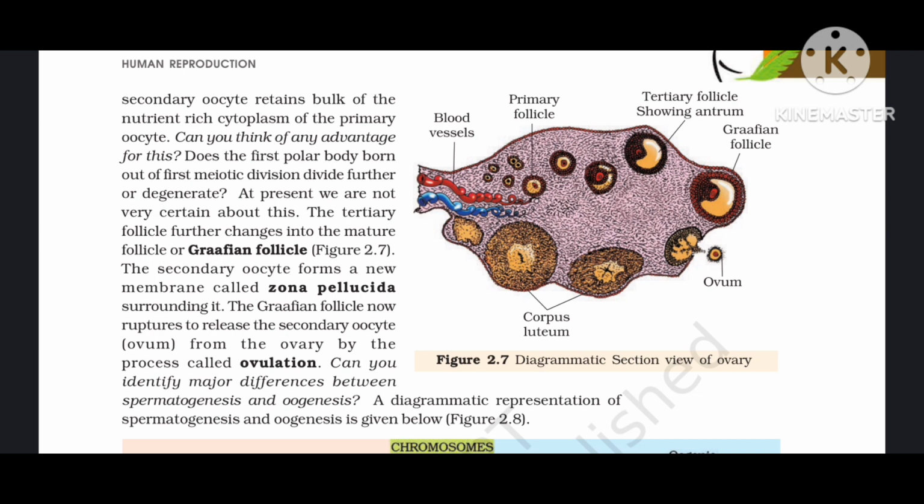Can you think of any advantage for this? Does the first polar body born out of first meiotic division divide further or degenerate? At present, we are not very certain about this.